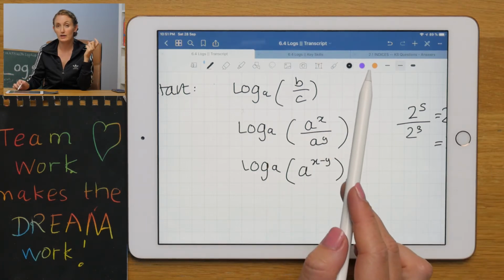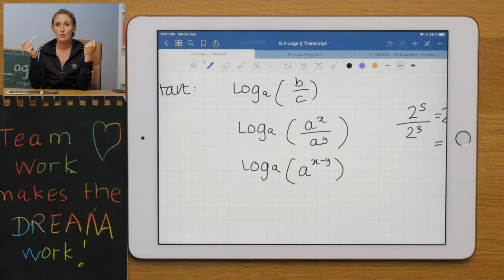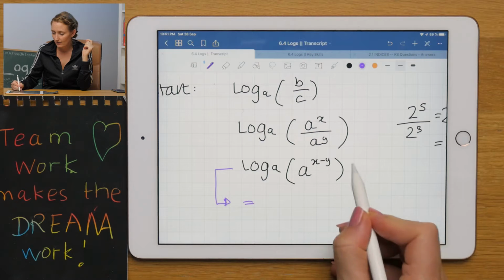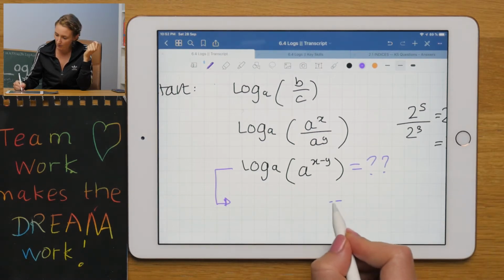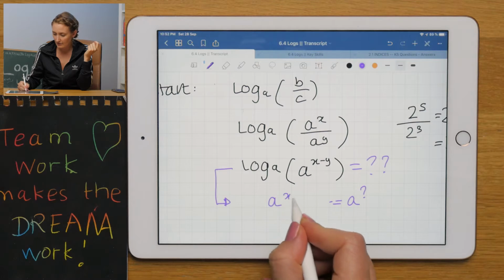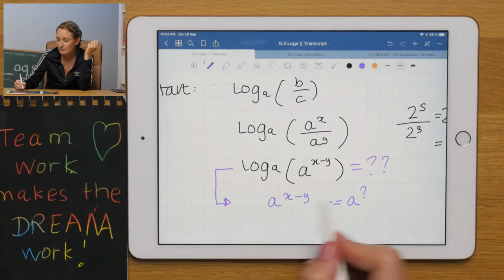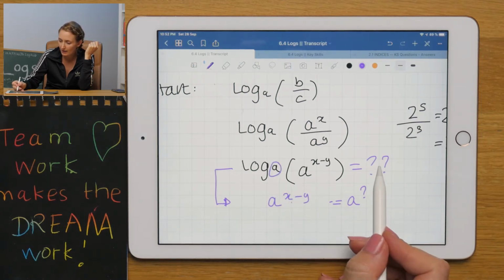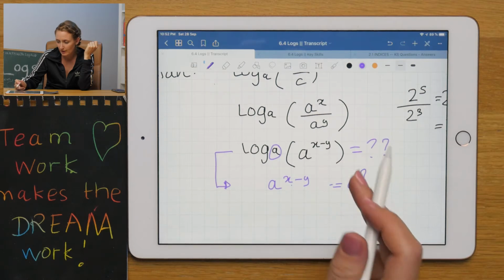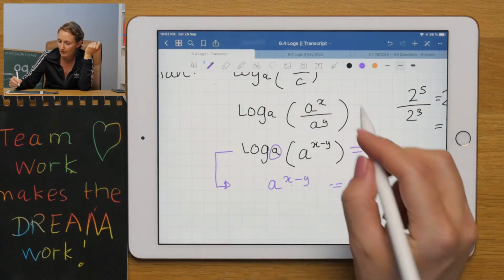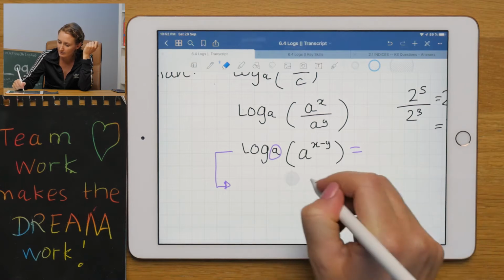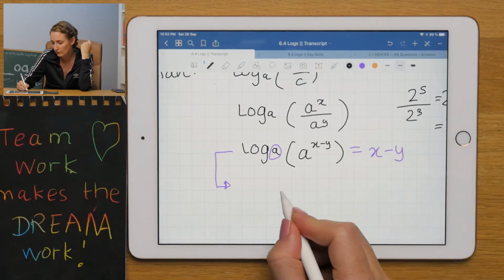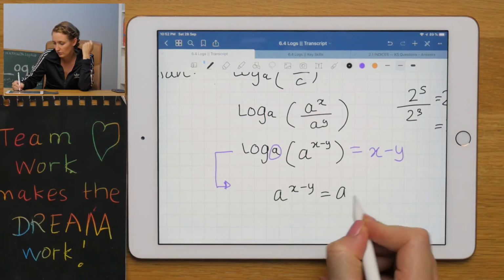Now, this is where I think the trickiest part is. Let's change to purple. This part relies on thinking, well, what does this equal? A power what, if I was punching up, is equal to A to the X minus Y? Well, obviously it has to be X minus Y. So you think about that. What power of A would be equal to A to the X minus Y? Obviously it's X minus Y. So this, by default, has to be equal to X minus Y. Check it, right? If you were to punch that up now, these two things would be the same.